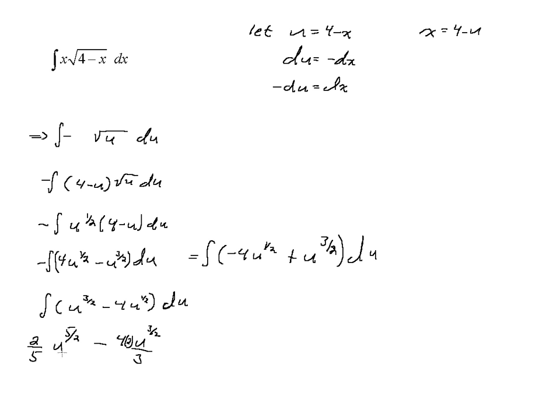And then subbing back in for u, we have 2/5, and then u was 4 minus x. So 4 minus x to the 5/2, minus 4 times 2 is 8 over, off the page again, 3, and then u was 4 minus x to the 3/2, and then plus c, don't forget that. And then that's it. And it's as easy as that, even though it's a little messy looking down here.